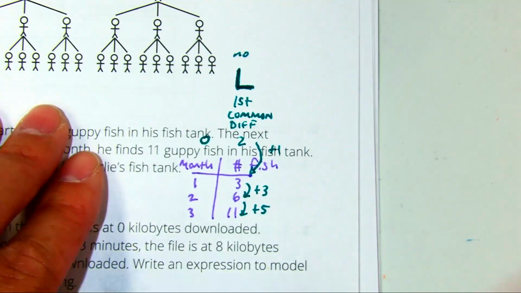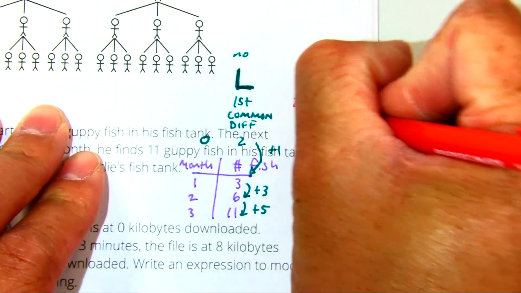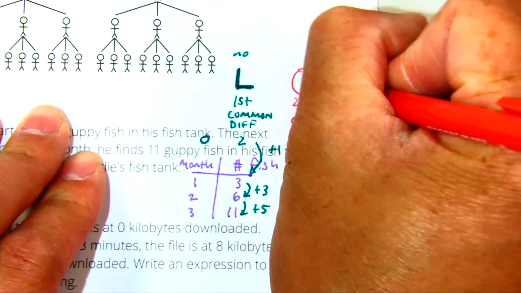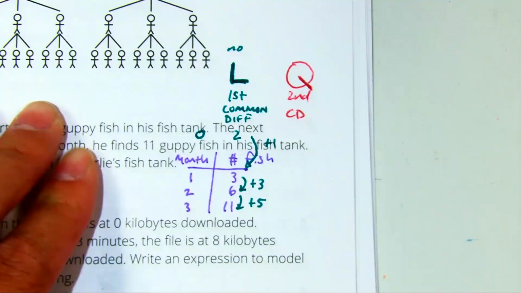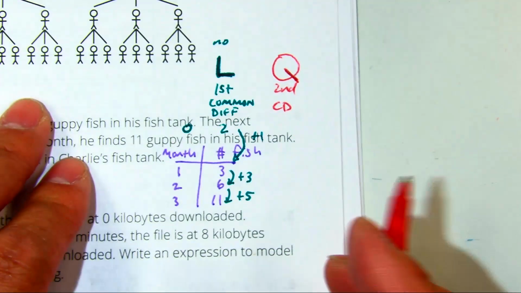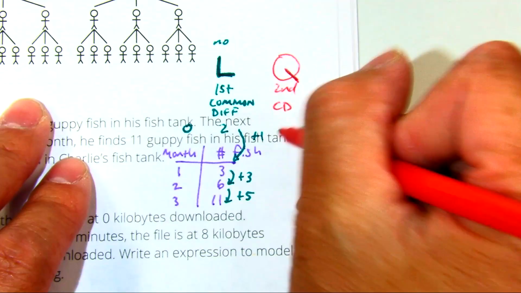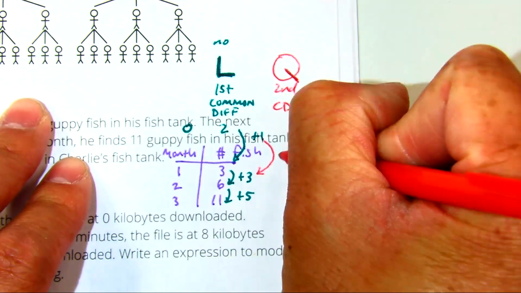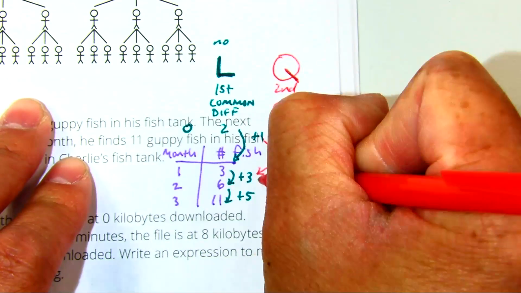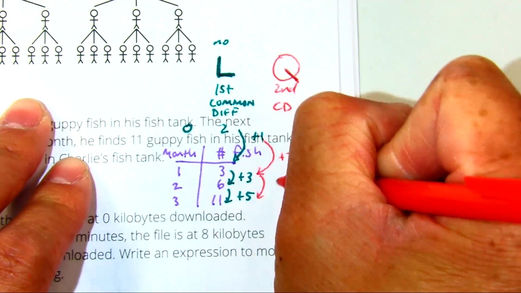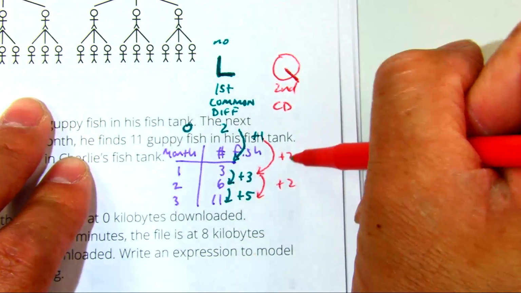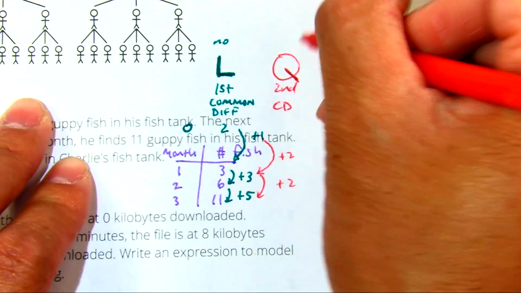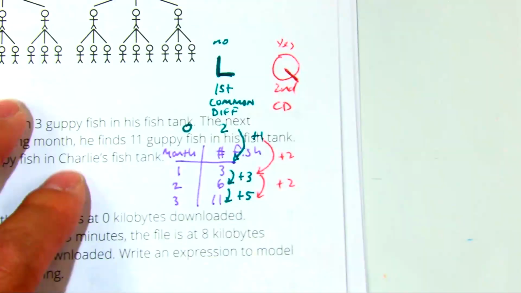Let's now see if it is a second common difference. If it is a second common difference, then the family would be quadratic. How do you go from 1 to 3? Plus 2. And 3 to 5? Plus 2. So I have the same common difference for the second one, so then yes, it is quadratic. Okay?